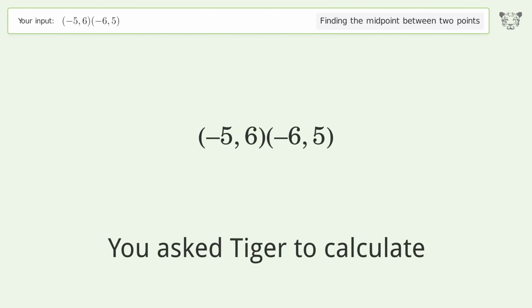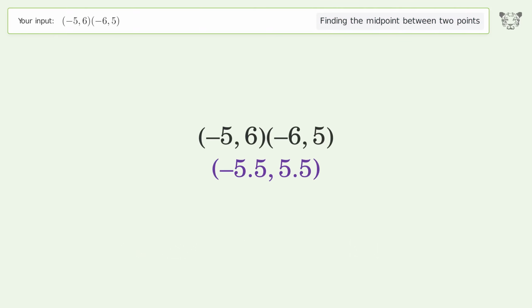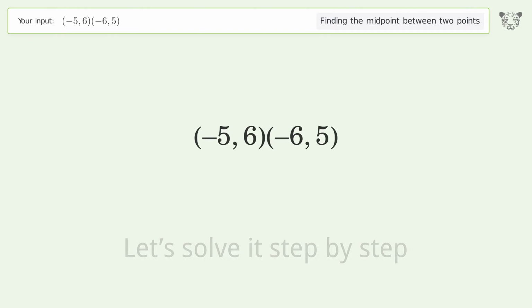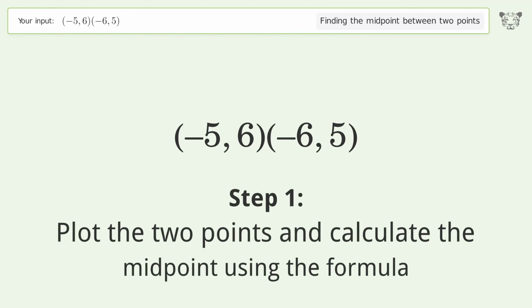You ask Tiger to calculate. This deals with finding the midpoint between 2 points. The midpoint between the 2 points is negative 5.5, 5.5. Let's solve it step by step. Plot the 2 points and calculate the midpoint using the formula.